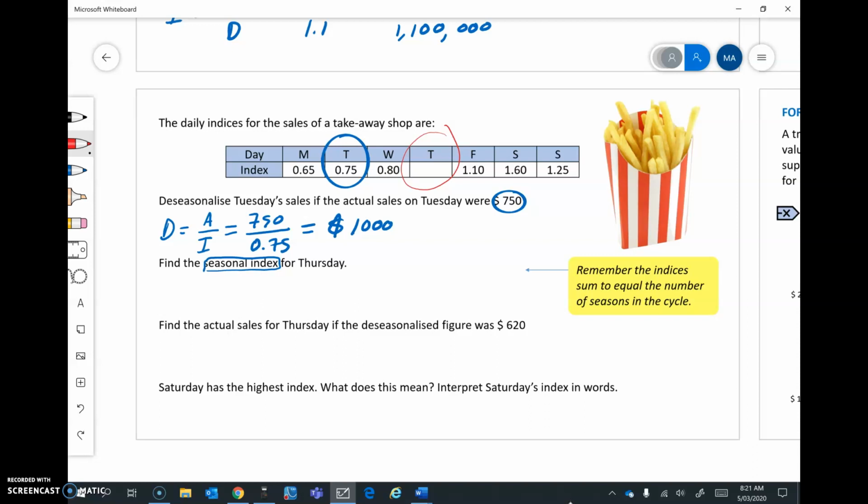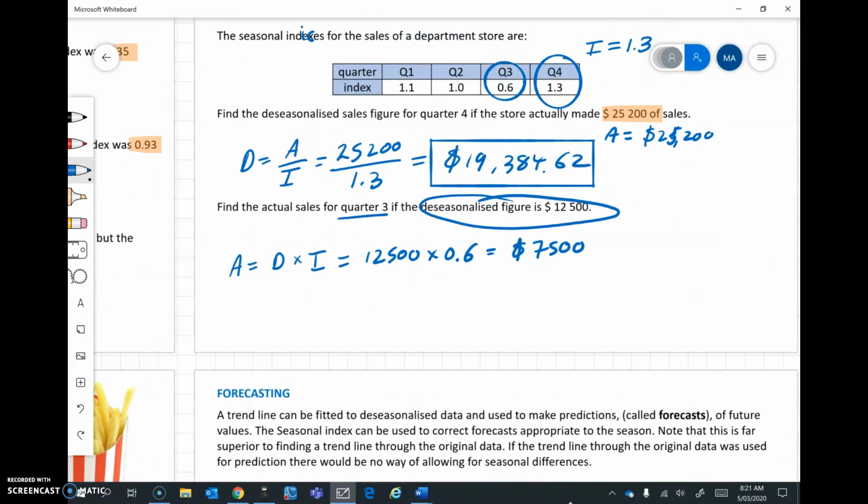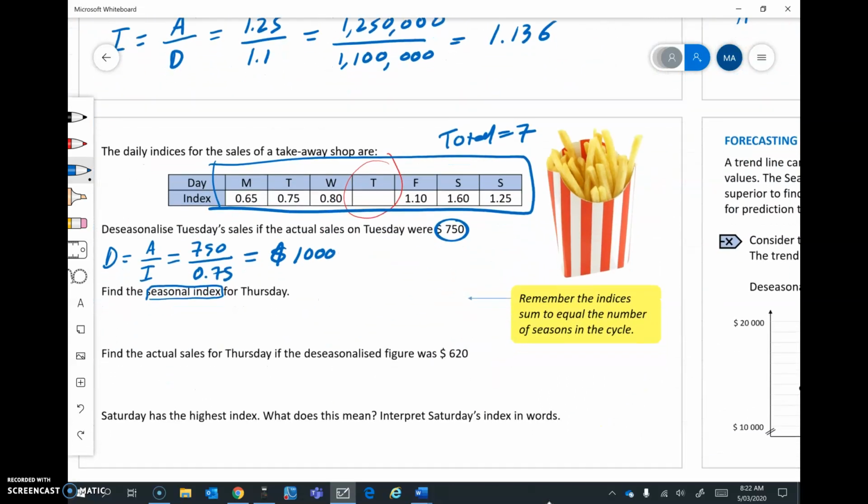Now, with this one, this is interesting. There are 7 days, so the total of all of these indices, if we add them all up together, should be 7, because there are 7 days. If we were looking at quarterly indices like this before, if you add these up, you'll find that they add up to 4, because there's 4 quarters in the year. 1.1 and 1 make 2.1. Plus 0.6 makes 2.7. 2.7 plus 1.3 gives 4. So the total of those is 4. Because there's 7 days in this week, this will add up to 7.